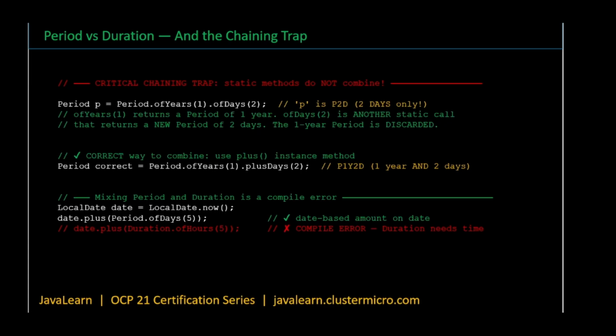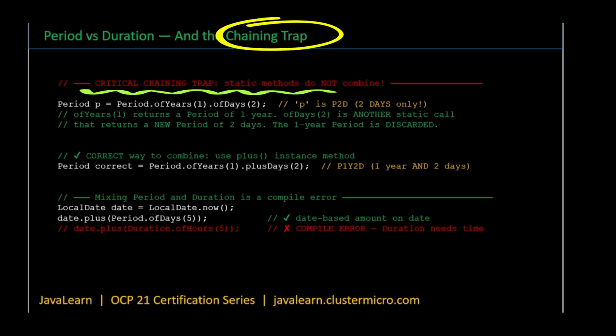Now we come to the most important part of this video, the chaining trap. I want you to read this line of code very carefully before I explain it to you. Take a moment and look at it. Period p = Period.ofYears(1).ofDays(2). What do you think p holds? Most people read this and say 1 year and 2 days, P1Y2D. That is the natural reading: a chain of calls, ofYears 1 then ofDays 2, combining them together. That is completely wrong. So p holds P2D, 2 days only. The 1 year is gone, completely discarded.